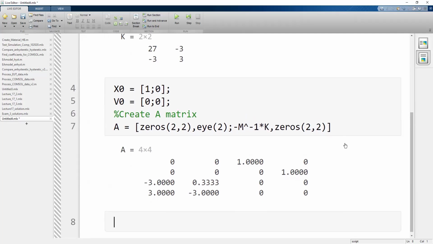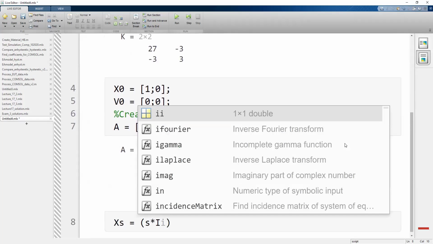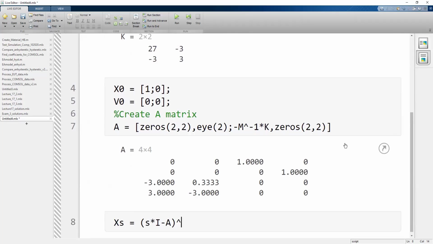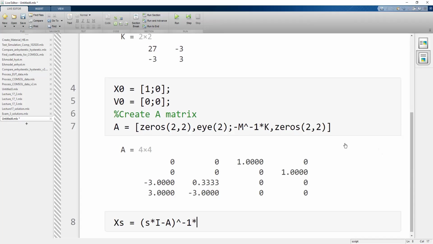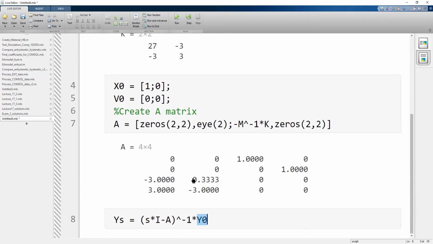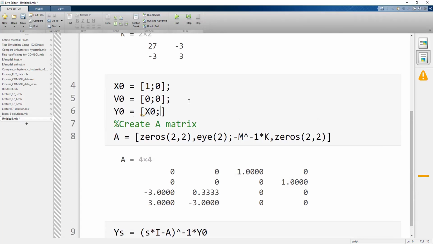So then we need to find the XS. Remember the XS is S times I minus A inverse times X naught, right? So actually in this case it is Y naught. We're not doing X. We're calculating the state variable Y. So YS equals this. And then your Y naught, remember that we organize the state variable in a certain way. So we have our position first and then velocity. So that's your Y naught.